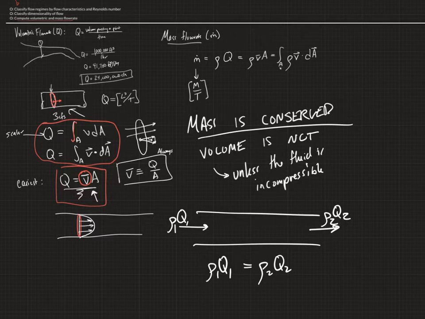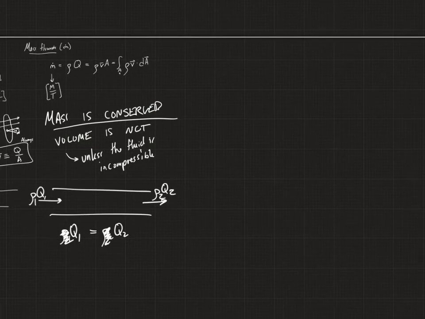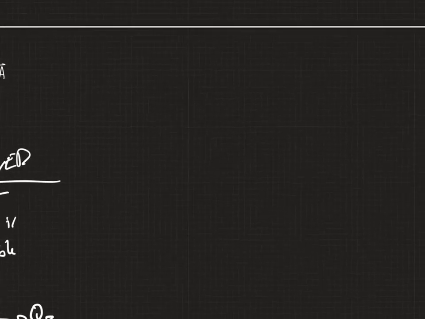But if this is incompressible, then these rhos are the same thing, so algebraically I can cancel them. And now I've got a conservation of volume. The volumetric flow rate in equals the volumetric flow rate out. Try to say that twice. It's really not that hard. So let's do some example problems, and then we'll call it a day.